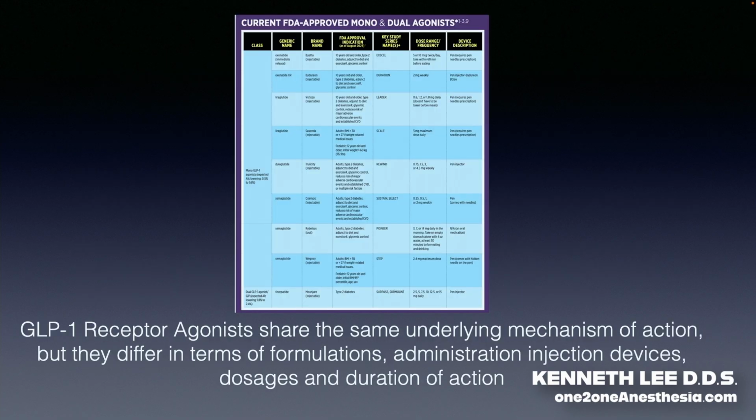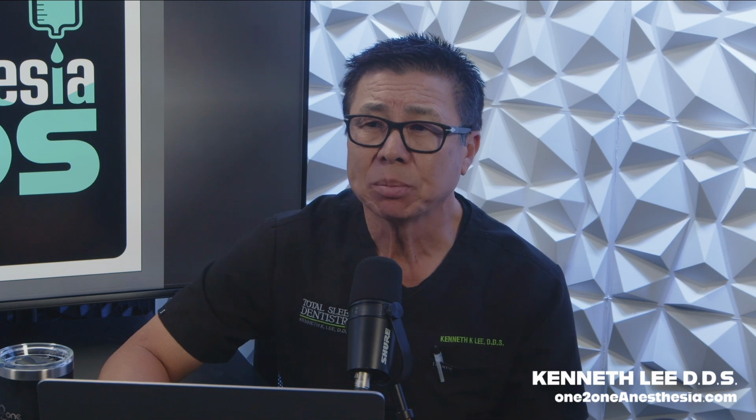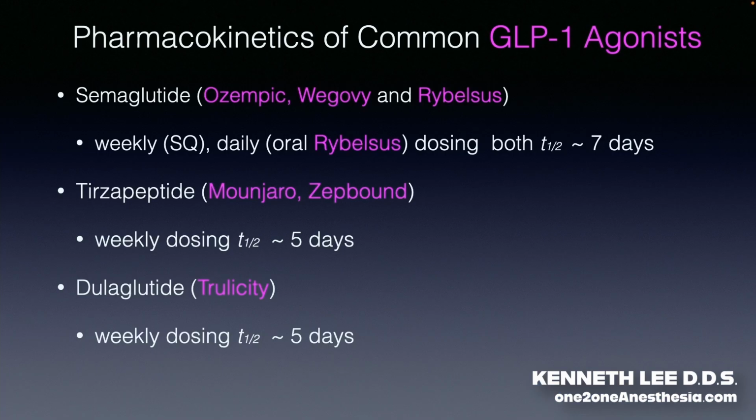GLP-1 receptor agonists share the same underlying mechanism of action, but they differ in terms of formulations, administration, injection devices, dosages, and duration of action. Let's look at some common GLP-1 agonists. Semaglutide comes in 3 formulations: Ozempic, Wegovy, and Rybelsus. Tirzepatide comes in 2 different formulations, one Mounjaro, the other Zepbound. Dulaglutide is known as Trulicity.